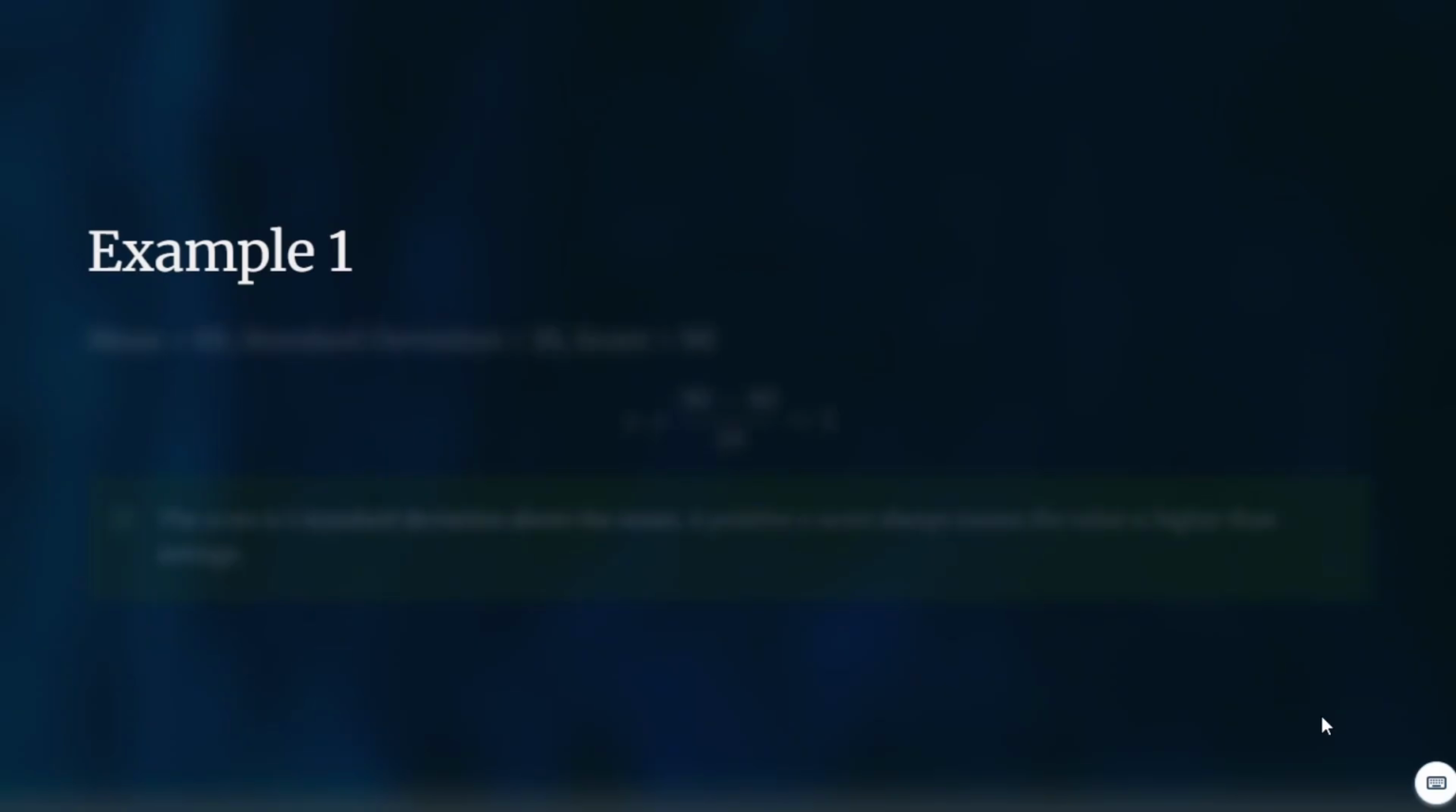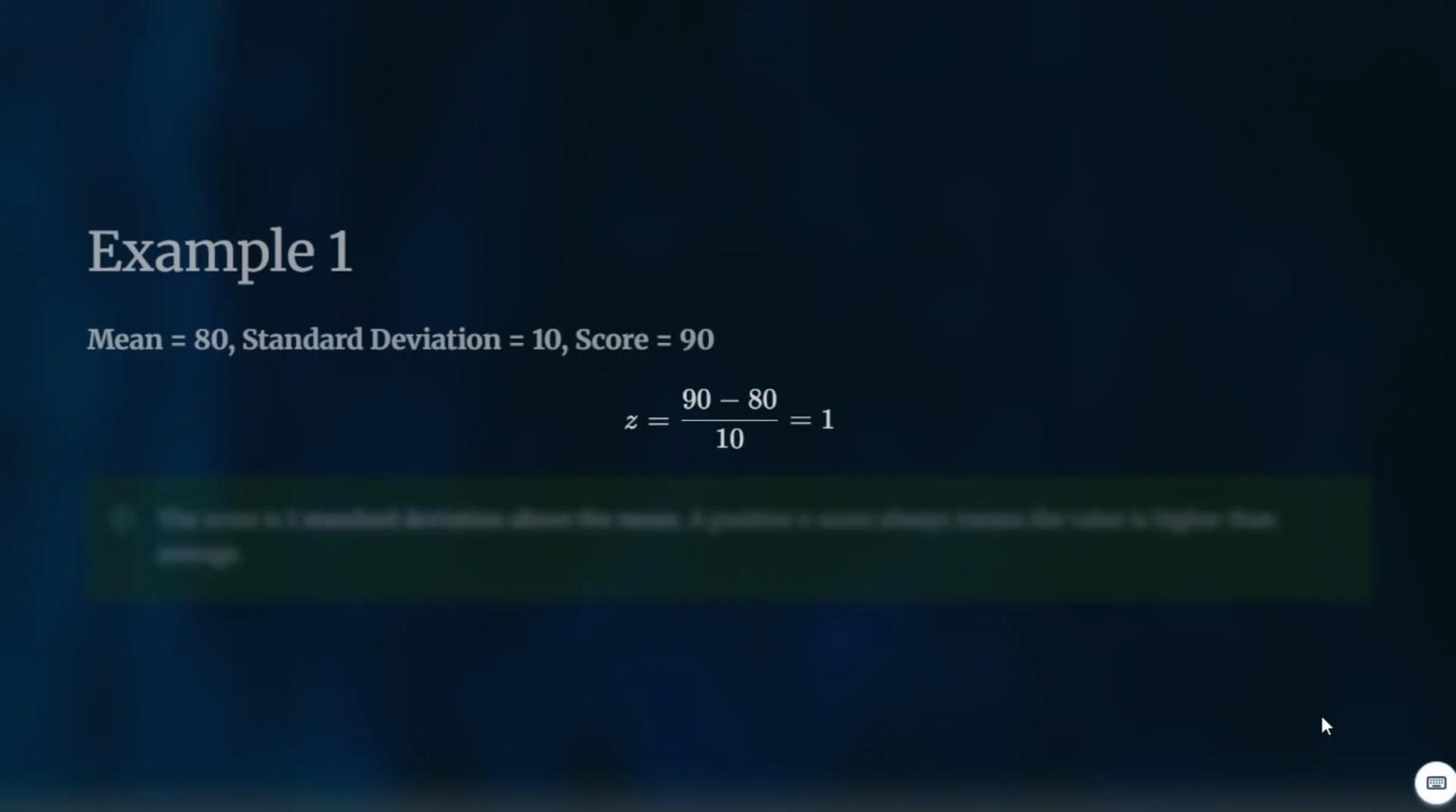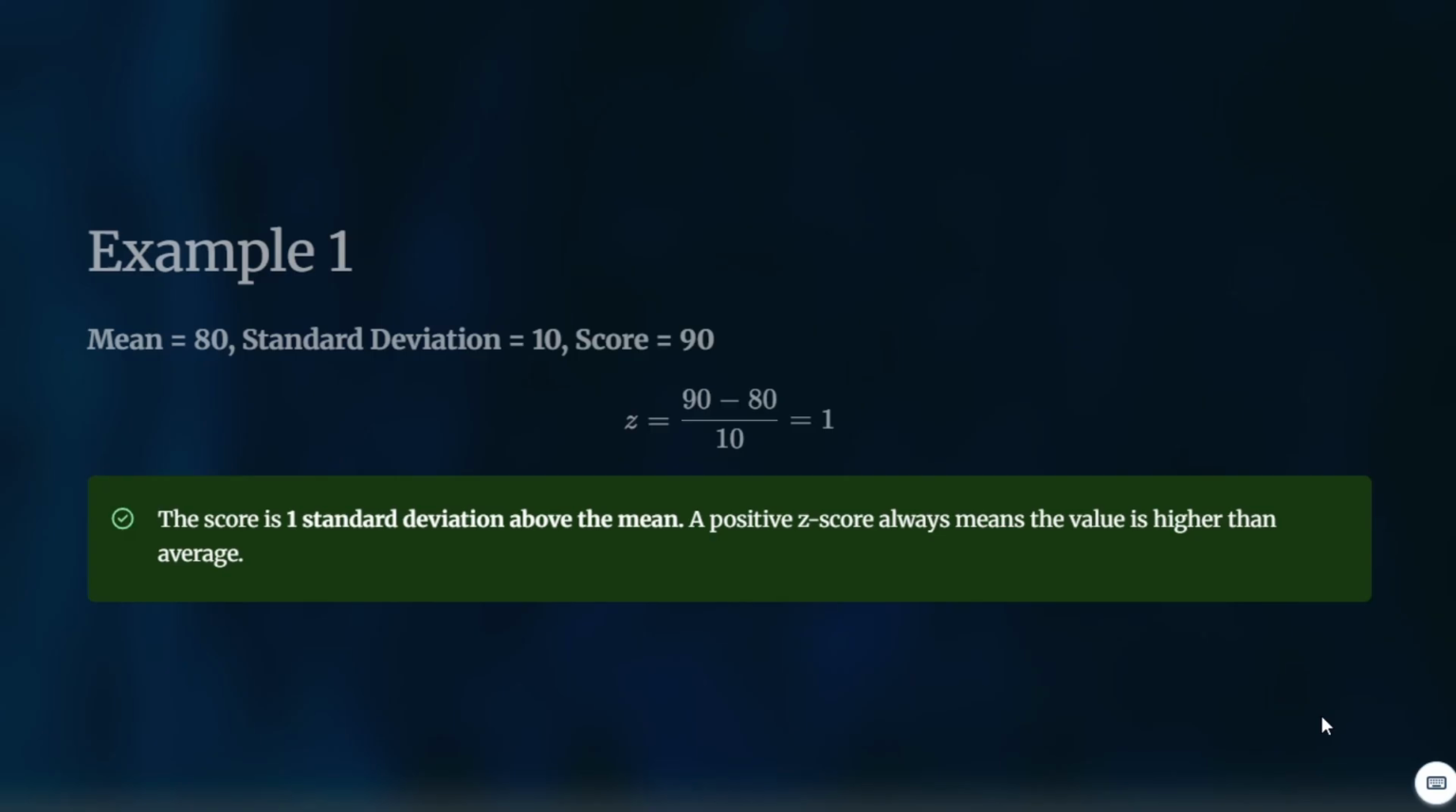In our first example, let's say that a student had a score of 90 and the mean for the group is 80 and the standard deviation is 10. In order to calculate the z-score, we'll apply the formula. The score is 90, that will be our x value, minus the mean of 80, divided by the standard deviation of 10. So that will be 10 divided by 10, which is 1. The z-score is 1 standard deviation above the mean. A positive z-score always means the value is higher than average.